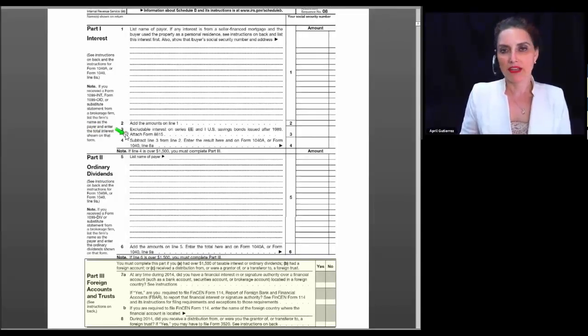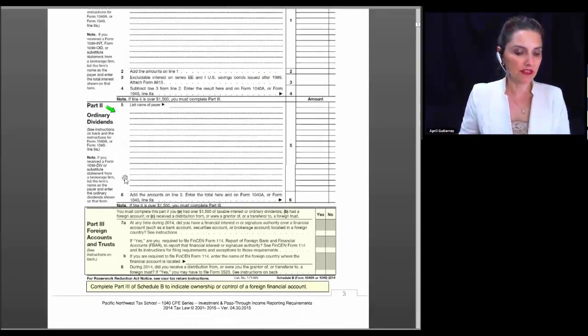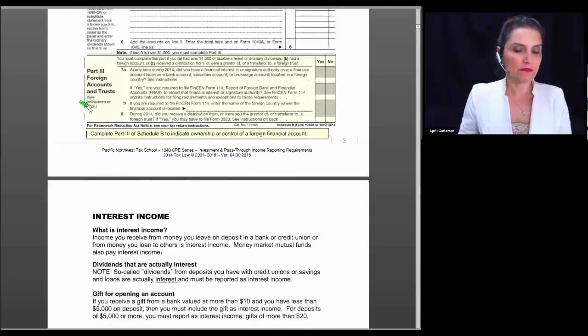You attach Form 8815 if you received interest from savings bonds and then you spent it on qualifying education, then you can exclude that amount on line 3. Line 5 is where you list all the payers of dividends, and line 6 is, of course, where you total those up.